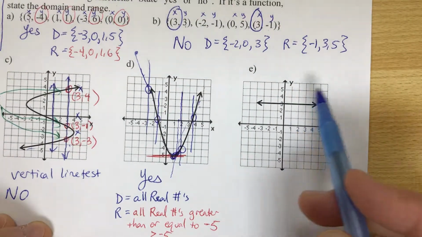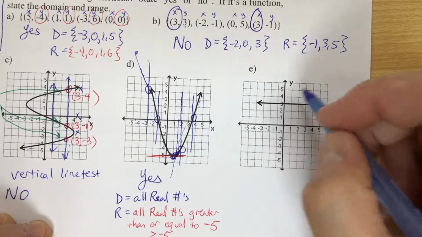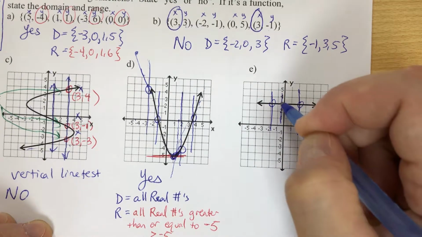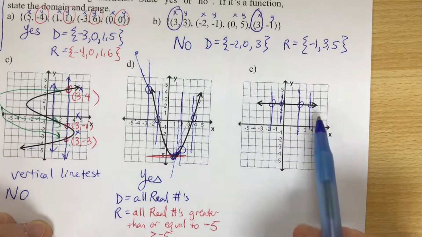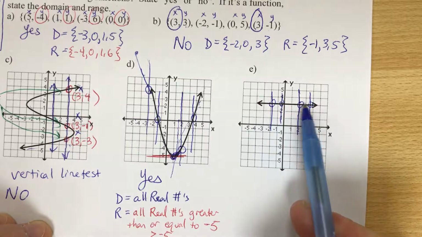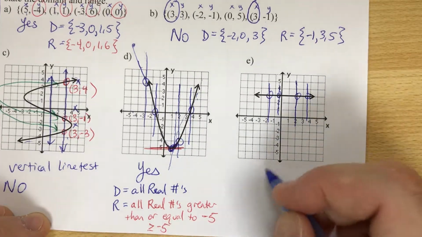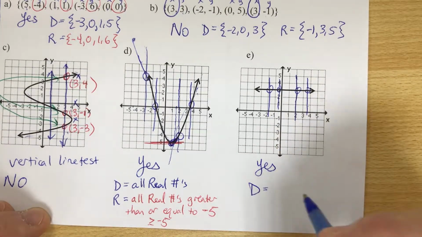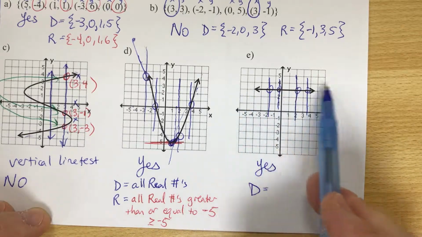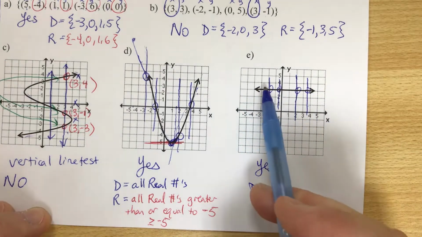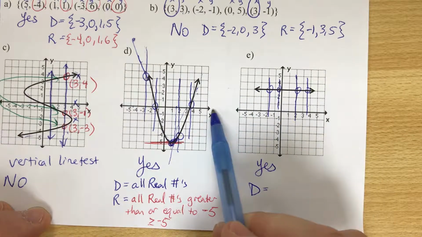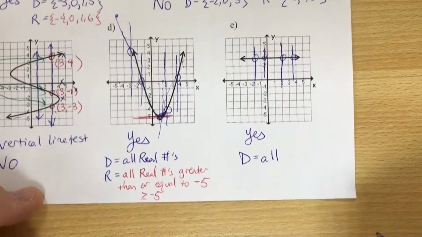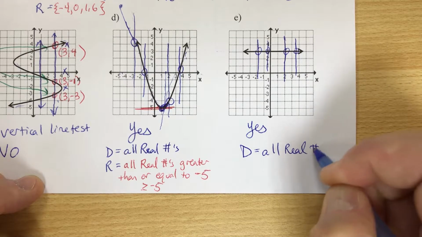All right, the last one here, E, we have a horizontal line. Now if I draw vertical lines, one place, one place, one place, one place. No matter how I draw my vertical line, it only goes through the graph one time. So is that a function? Yes, because x does not repeat. The domain is your x values. So how far left and how far right do we go? Well, the arrows tell us that we go left all the way to negative infinity, and we go right all the way to positive infinity. So we say the domain is all real numbers.